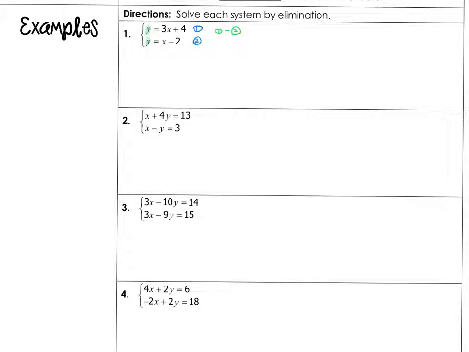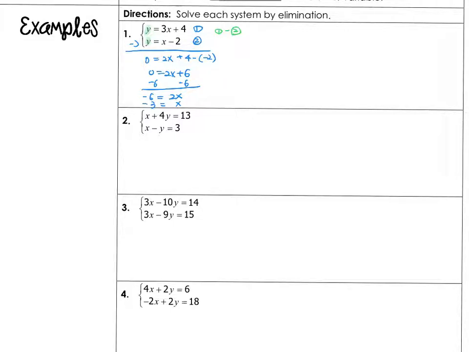So let's do that. If I use the first equation subtracting the second equation, y minus y equals 0. 3x minus x, I have 2x. Be careful here, 4 minus negative 2, so I'm going to plus 4 plus 2. So I have 2x plus 6 on the right. And now if I subtract 6 on both sides, I would have 2x equals negative 6. Therefore, x equals negative 3 once I divide by 2 on both sides.